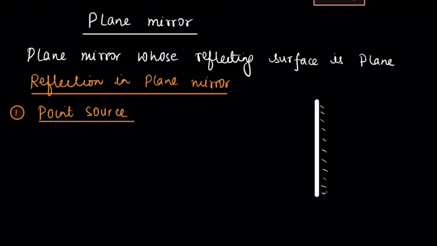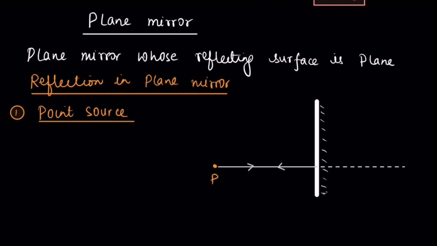Point source, or point object, means the object has no physical extent. No physical extent means it's very, very negligible. So here, if we have a point P, which is a point source, and if I take an incident ray perpendicular to the surface like this, then as we previously studied, the reflected ray will follow the same path. So what will happen? The trace of the reflected ray will come behind the mirror like this.